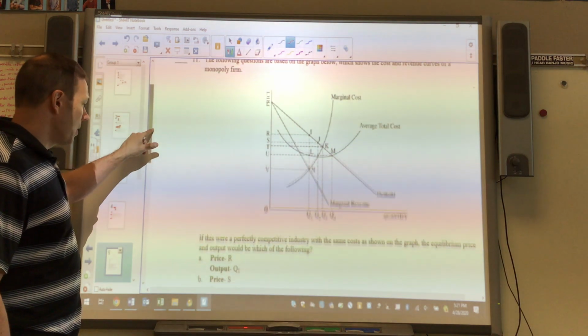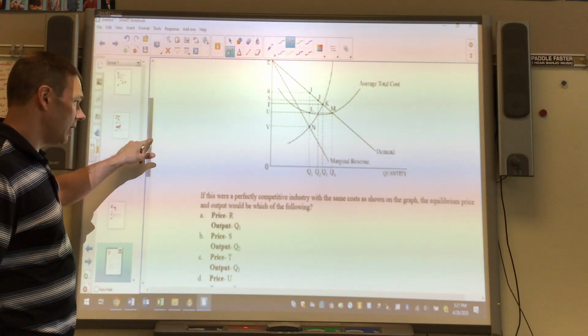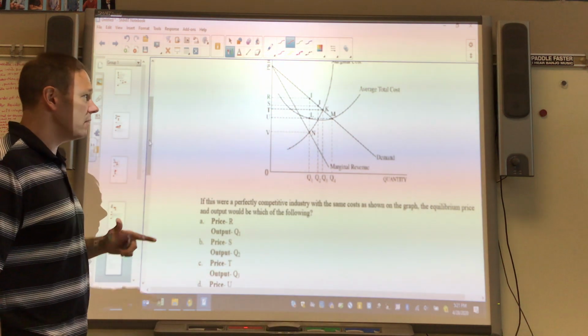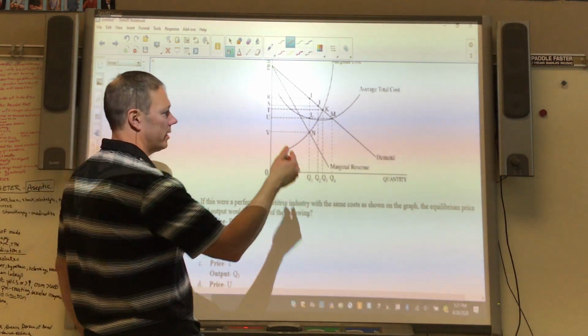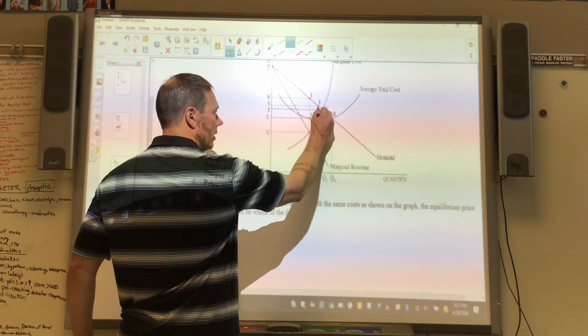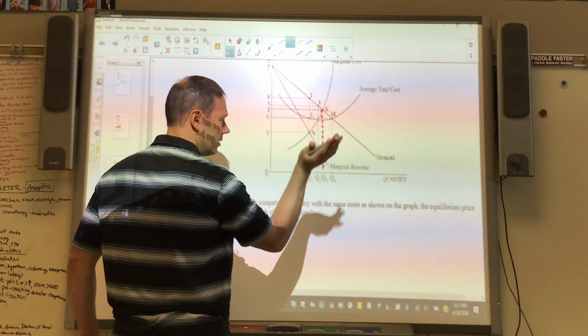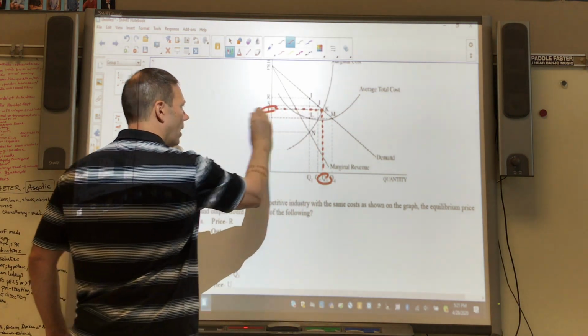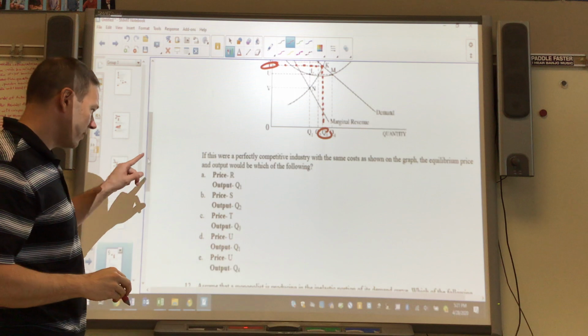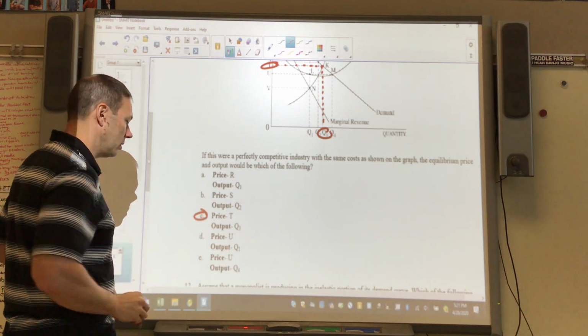All right, here we got another monopoly graph here, and it's saying if it was a perfectly competitive market instead of monopoly, what would be the price and output? Well, again, like I said a moment ago, we're going to be right here. Okay, where MC or supply hits demand, and so the quantity is going to be Q3 at a price of T. I believe that is letter C. Okay, so number 11 is C.